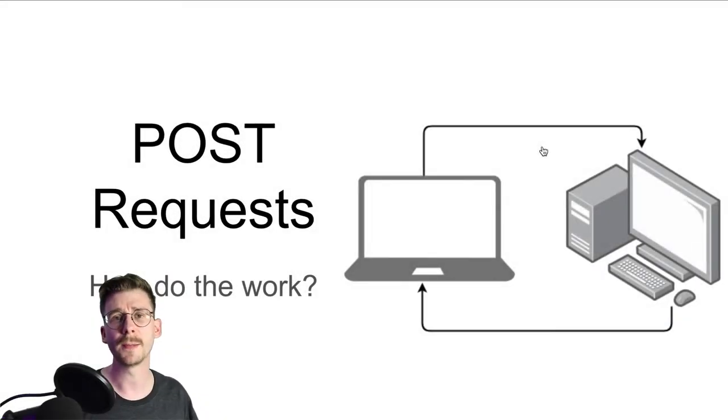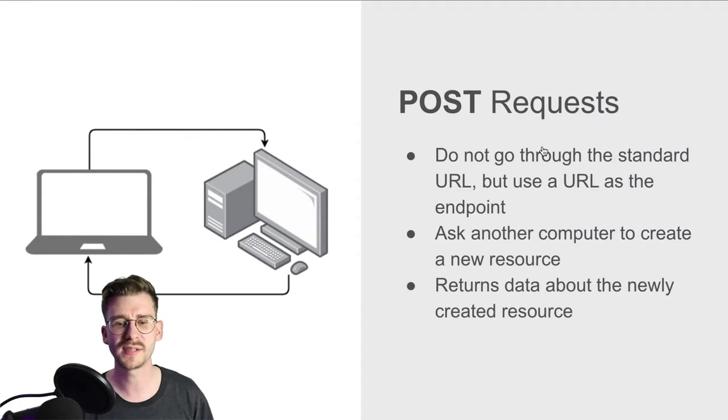Okay, let's take a look at post requests. How do post requests work? What are they? Let's dive into this. And after this example, this is really going to start making a lot more sense to you, I think. So a post request does not go through the URL. It's not a standard URL, but it does take a URL as an endpoint. That in itself is confusing. Now, what I mean by that is you cannot go to post.facebook.com and just make a new post. It doesn't work that way.